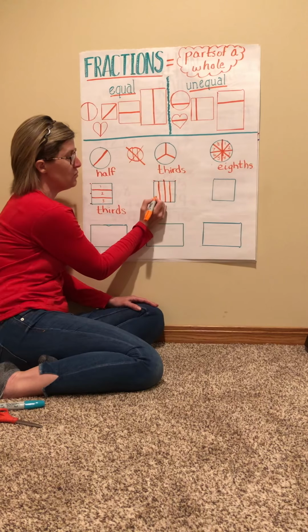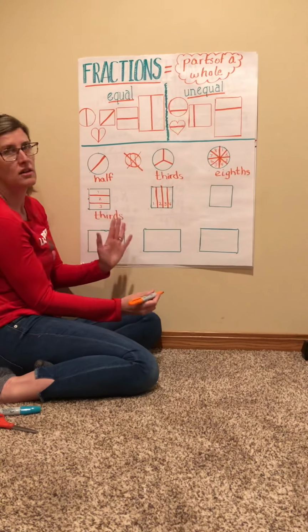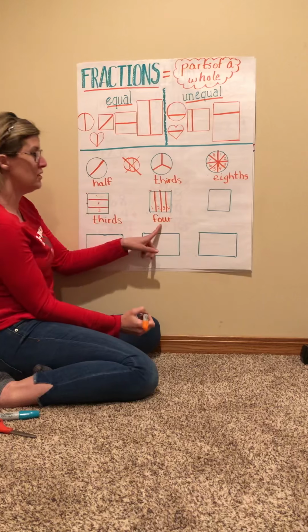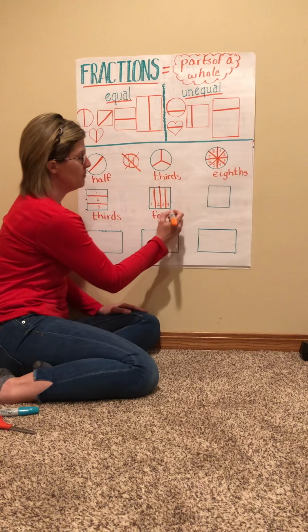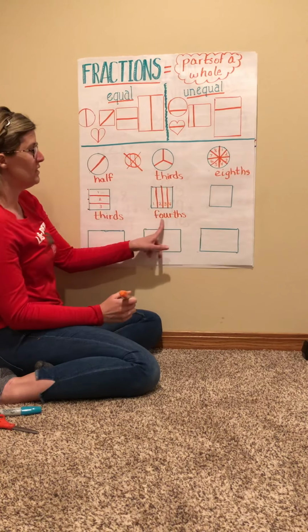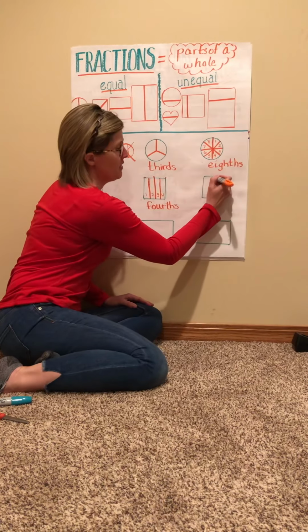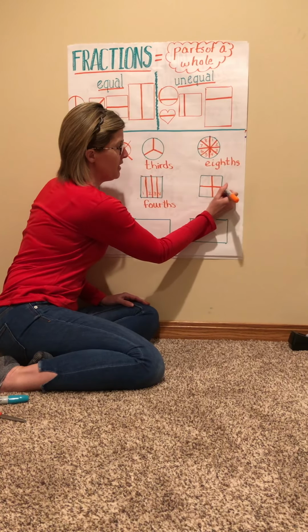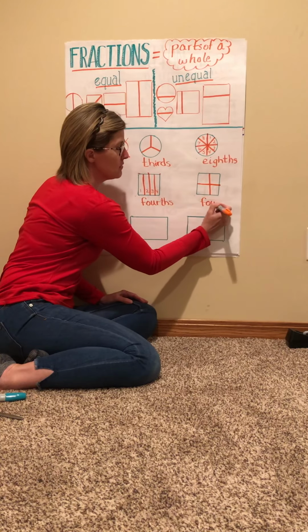So let's count our pieces. We've got 1, 2, 3, and 4, and they all look the same. So this is called fourths. So we write the number 4 like you normally would, and then just like with eighths, we're going to add a THS, and that is fourths. Okay? And then here is the easy way of making that into 4 pieces, and that is also called fourths.